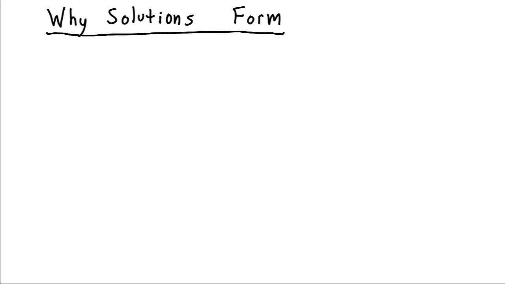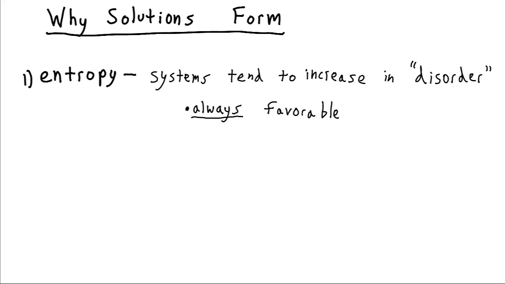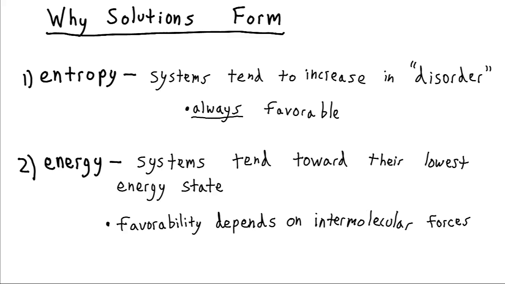There are two factors which determine what's going to happen. The first factor is entropy. Entropy you can think of colloquially as the disorder of the system, and our systems would like to increase their disorder. And this happens when we mix substances together. It becomes more disarrayed. So that is always favorable. Now, if it's always favorable, why do we not always form solutions? Because there's another factor, which is the energy of our system. Systems tend toward their lowest energy state, and what that's going to be and whether or not we reach it through mixing is going to depend on the intermolecular forces involved.